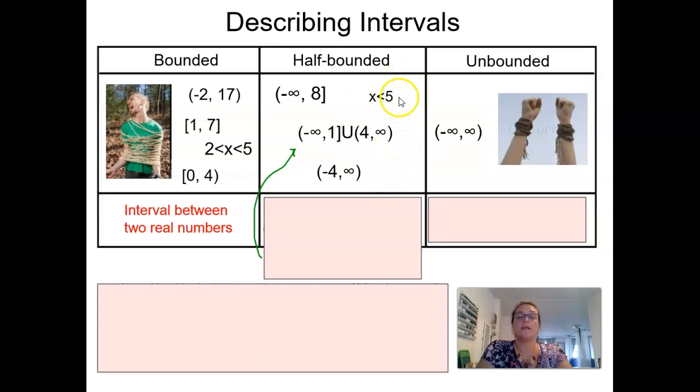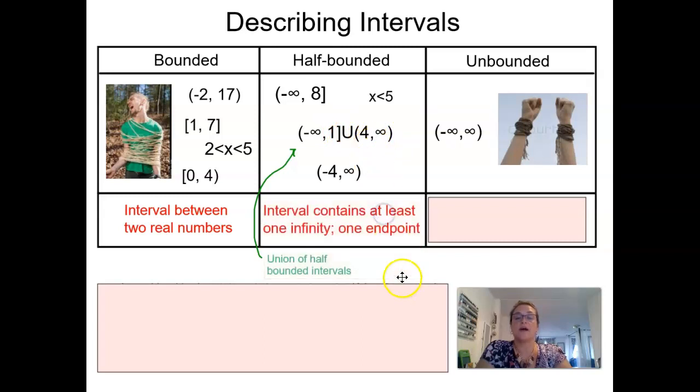This inequality notation, x is less than 5. And then in the middle here, we have what is a union of half-bounded intervals. So -infinity to 1 inclusive, that's a half-bounded interval. And then union, remember, joins it up to this second interval, 4 to infinity non-inclusive. So a half-bounded interval contains at least one infinity, and it has one endpoint.